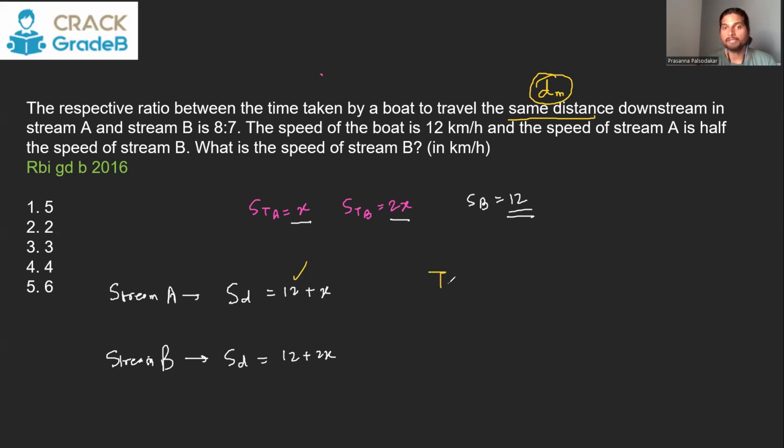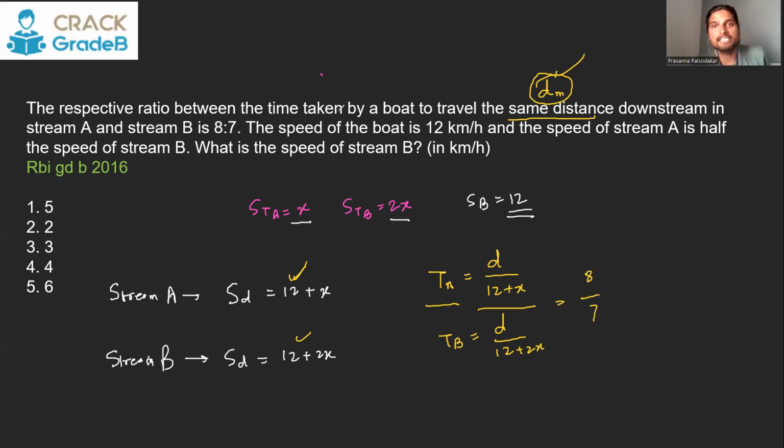The time taken in stream A is going to be distance upon speed, because you are traveling with this speed and you have to cover this distance. And time taken to cover distance d in stream B will be distance upon the speed with which you are traveling, that is 12 plus 2X. They have given this ratio as 8/7. So you can just solve it. d can get cancelled. The 12 plus 2X will go up. 12 plus X will stay down, is equal to 8/7.